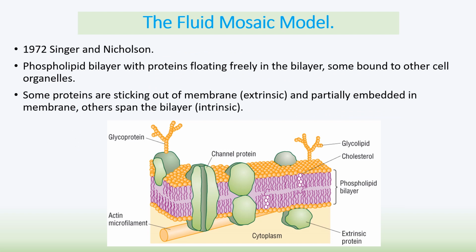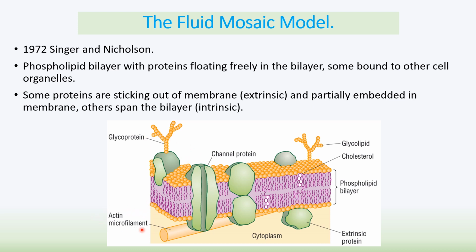So then, what do we need to know? We need to know that the model we use, and it's a model because it's a simplified replication of the cell membrane, is the 1972 Singer and Nicolson fluid mosaic model. This is the idea that phospholipids are freely floating within the bilayer, and within there are proteins that are sticking out, called extrinsic, and ones that span the whole layer, called intrinsic. So this channel protein here would be intrinsic, and this protein here would be extrinsic, because it's only on the outer edge of the membrane.